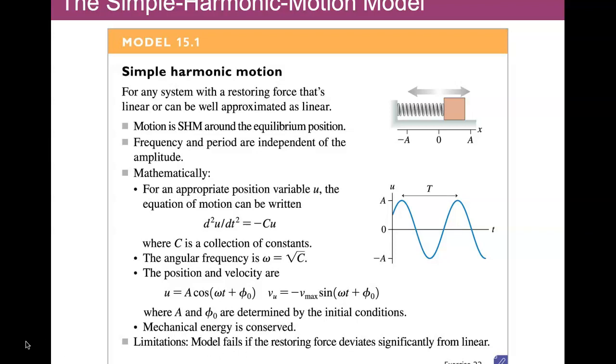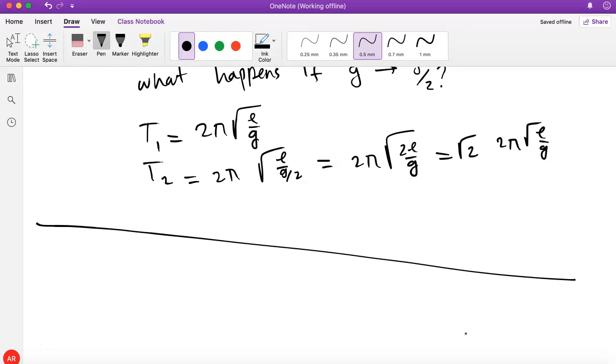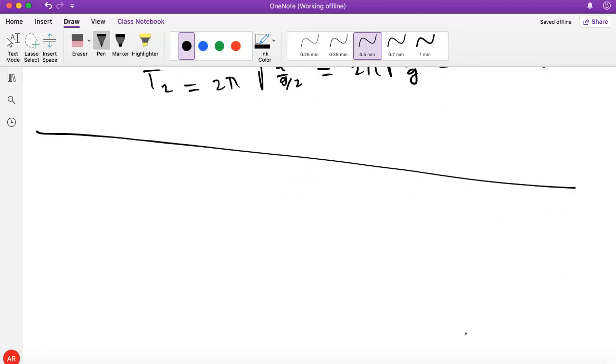All right, so we'll do some examples to get more practice with this. Let's do a couple of examples here, just finding the period or the frequency for a given system. So let's say, what is the angular frequency?